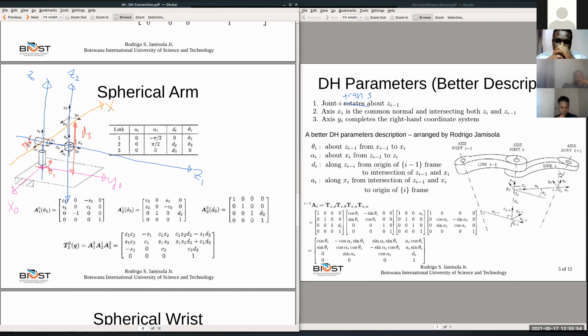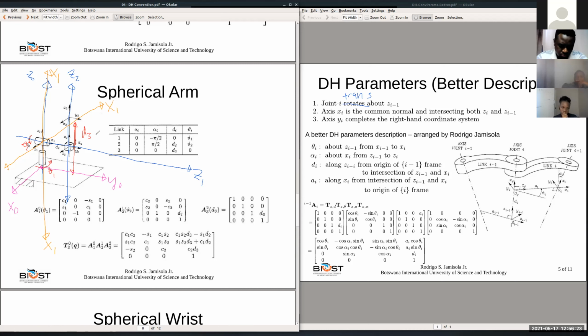It could be your X1 in that direction, because that's normal to Z1, or it could be going up. That's also normal to Z1. This is also possible. Do you agree? Those are the two possible directions for X1 to be normal to Z1. Okay, now, which one is normal?